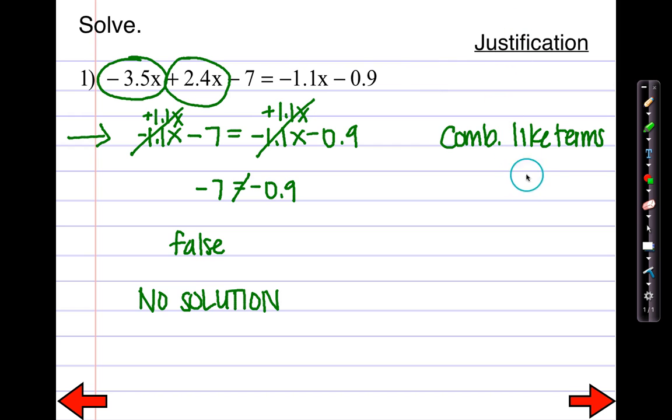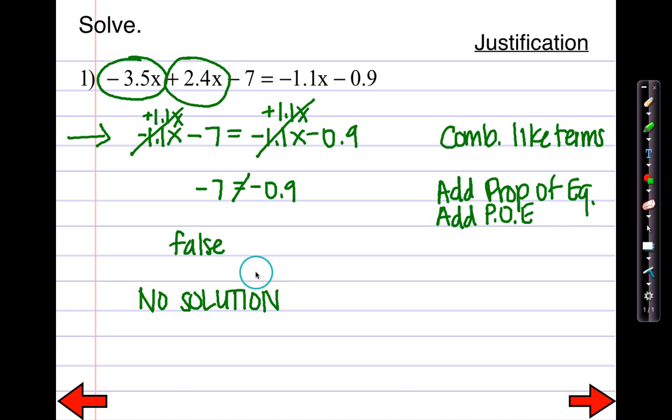Now, I did kind of skip something. We were supposed to justify what we did. Here, since we were adding 1.1 x to both sides, I was using the addition property of equality. Now, you might see me abbreviate this in the future as addition POE. So if you ever see that, that's what I mean. Okay? So for number 1, I'm going to say there's no solution. There's no value that I can plug in for x to make this a true statement.